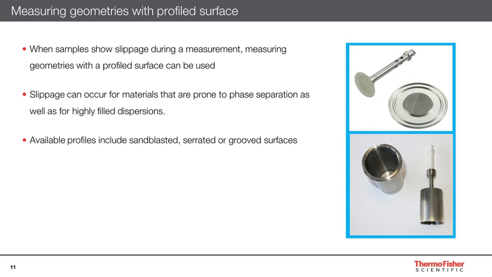Some materials might show slippage during a rheological test. In that case, the tested material is not sheared or deformed homogeneously anymore, and the obtained results are not correct. In order to avoid or at least minimize the effect of slippage, geometries with a profiled instead of a smooth surface can be used. Different types of profiles are available for parallel plates and coaxial cylinders.